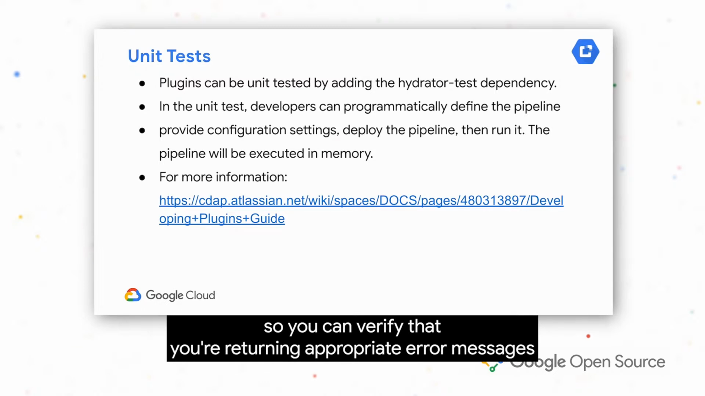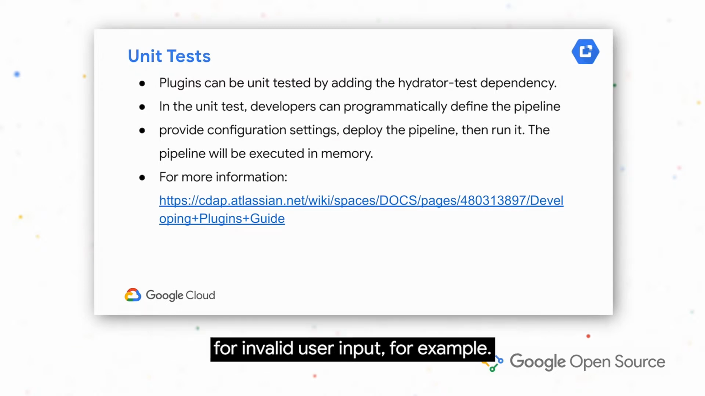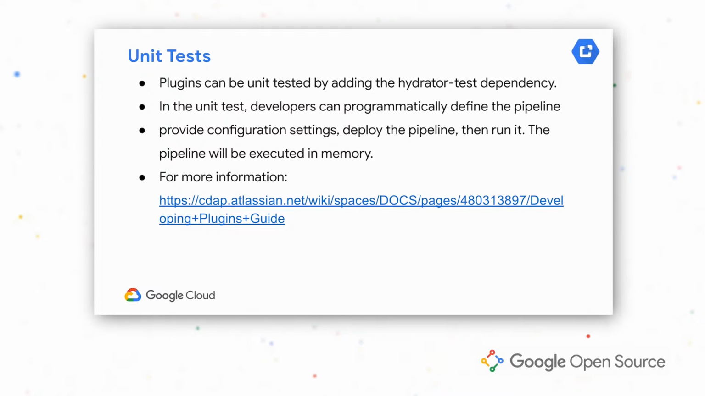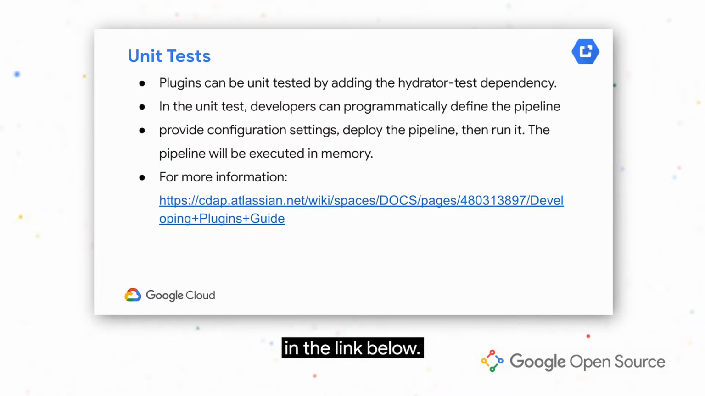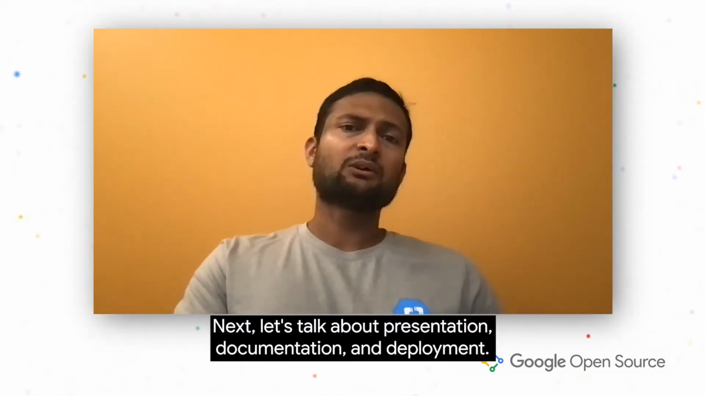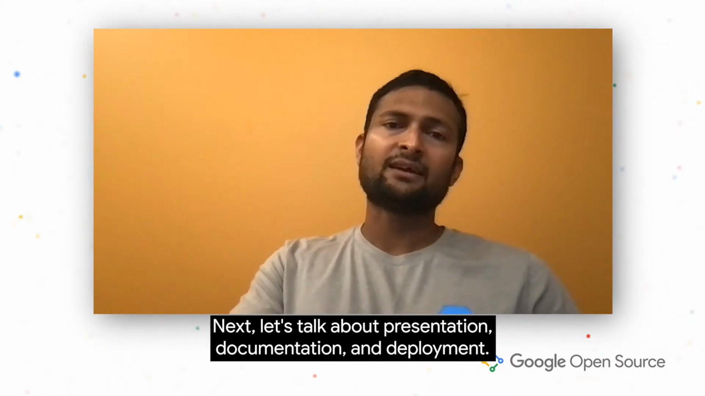So you can verify that you're returning appropriate error messages for invalid user input, for example. You can learn more about unit testing by checking out the plugin development guide in the link below. Next, let's talk about presentation, documentation, and deployment.